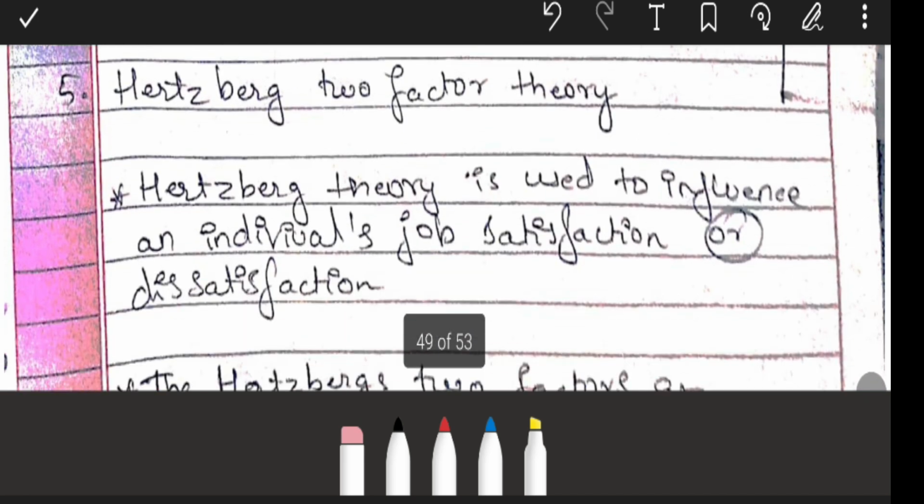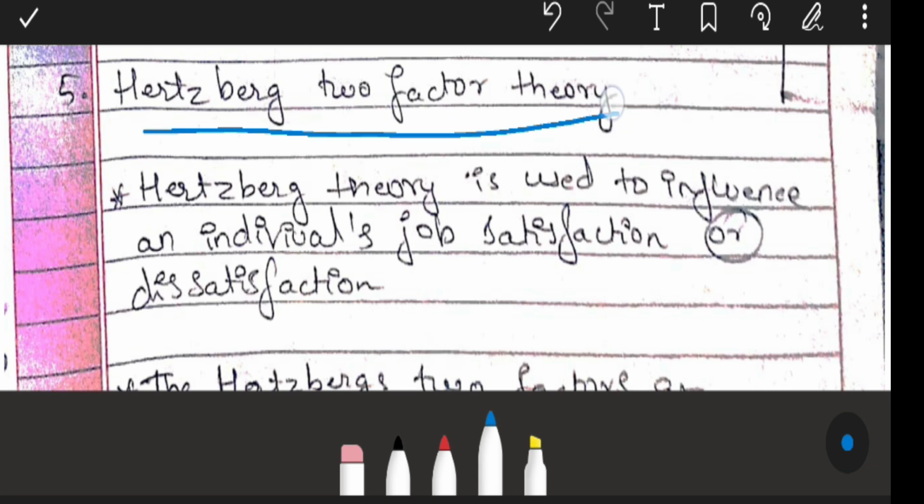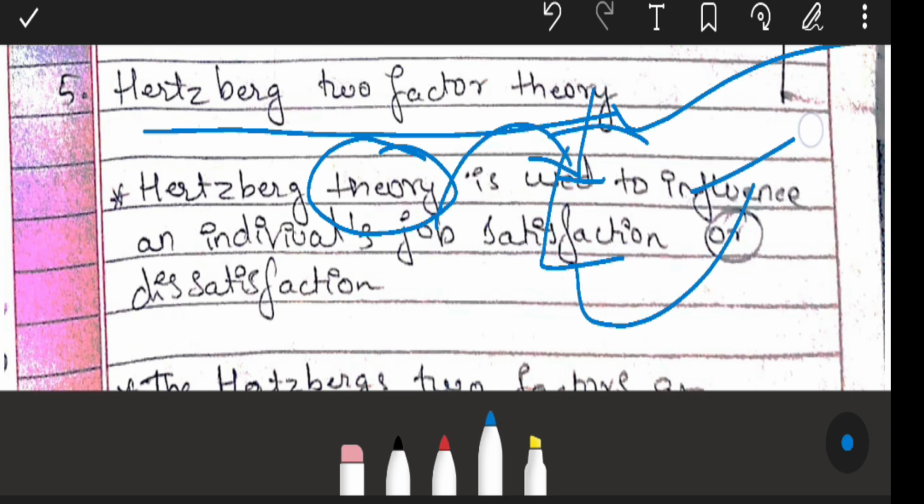So the fifth question is Herzberg's two-factor theory. It has been asked many times. Herzberg's theory is used to influence an individual's job satisfaction or dissatisfaction. It means that with this theory, an employee can be motivated or demotivated. So you have to write the same thing.